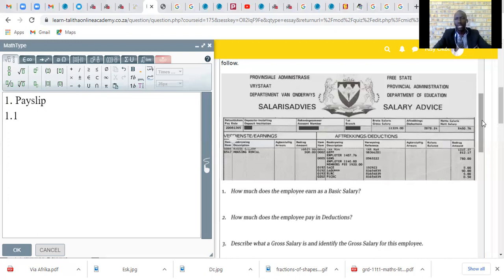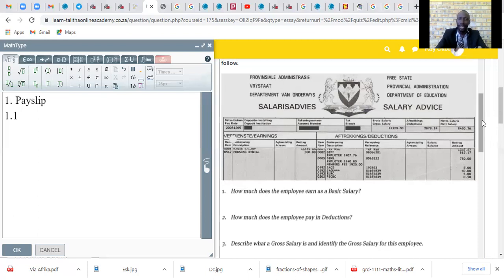Now remember, we had already seen what it means with basic salary. We said basic salary is the amount of money which you receive as a notification in your phone when payment is made. Now notice that this amount of money that you receive a notification for comes after a lot of deductions have been made.